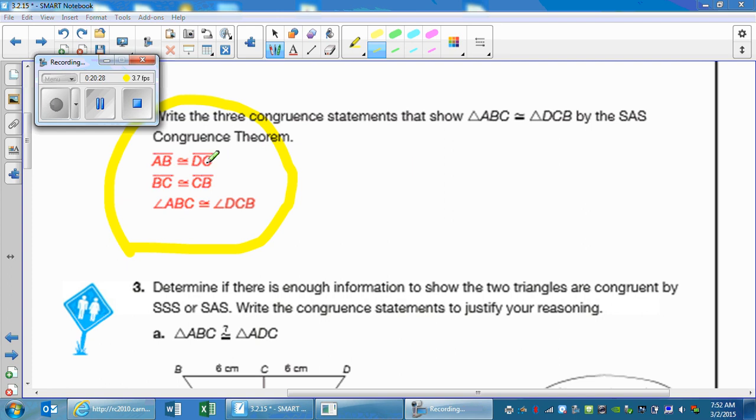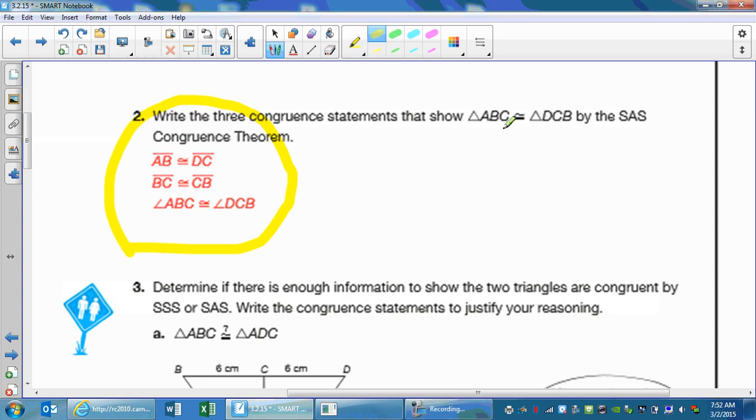Write AB is congruent to side DC. BC is congruent to CB. And angle ABC is congruent to DBC. And then our final statement we could even add is: triangle ABC is congruent to triangle DBC by SAS congruence theorem. Okay, so let's get that written.